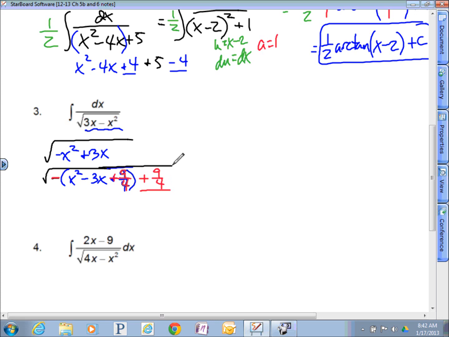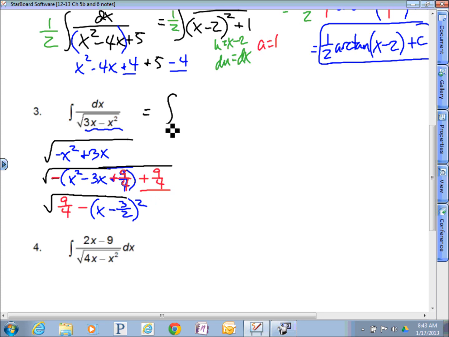Well, if we rewrite the square root now, if I change the order, what I really have is a 9/4, and interestingly enough, it's already written in red, minus the quantity x minus 3/2 squared. So that's my new integral. I now just took what was in the denominator, did what I do as far as completing the square, and I made things balance.